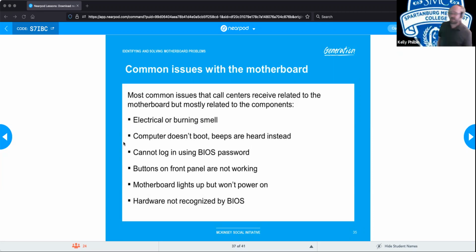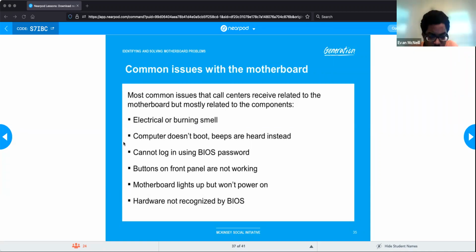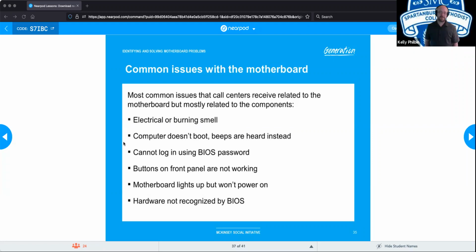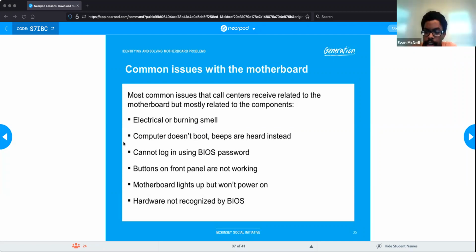And hardware not recognized by the BIOS. BIOS may need an update. So it might be that hardware came out after that iteration of BIOS was done. You flash the BIOS, get a new update installed, and you are able to recognize your hardware. Yes, Evan. How often would you need to update the BIOS? Is there a certain time frame between each update, or does it vary?